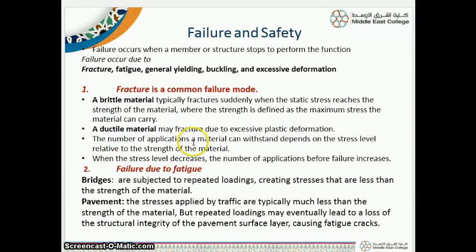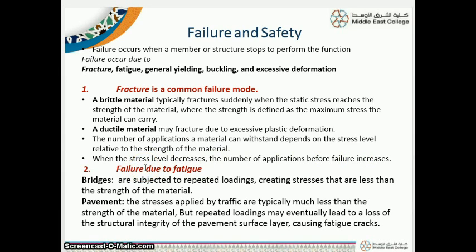The number of applications a material can withstand depends on the stress level relative to the strength of the material, or else a material can fail due to the number of applications. The material can resist once, second time, third time, like that 100 times it can resist, but it may fail after 110, 120 forces. So it depends upon the number of applications. When the stress level decreases, the number of applications before failure increases.